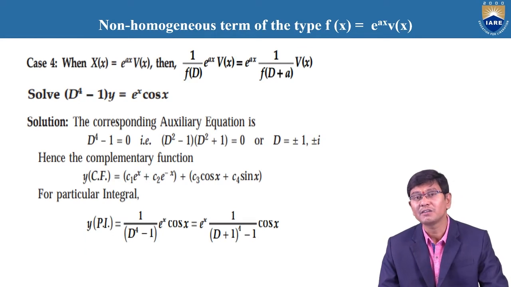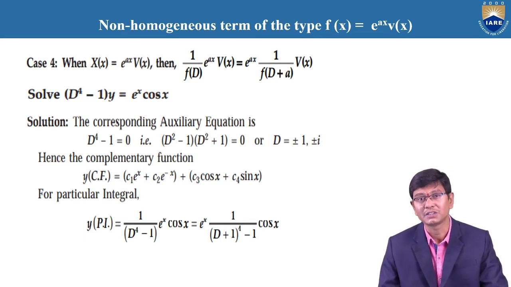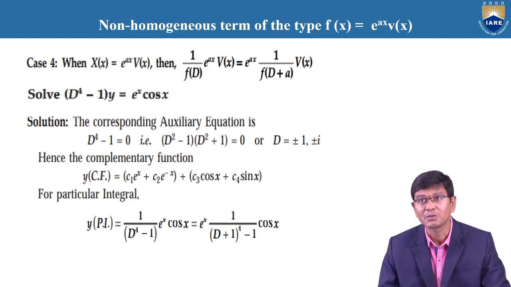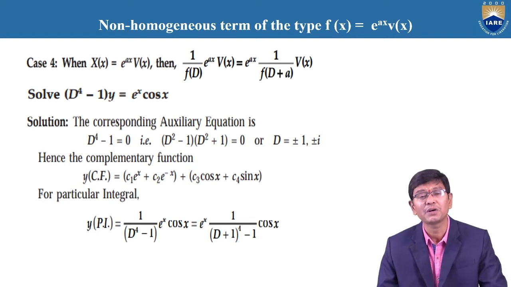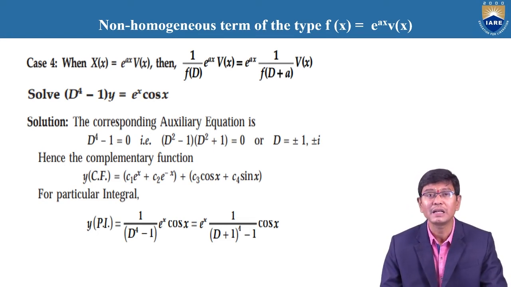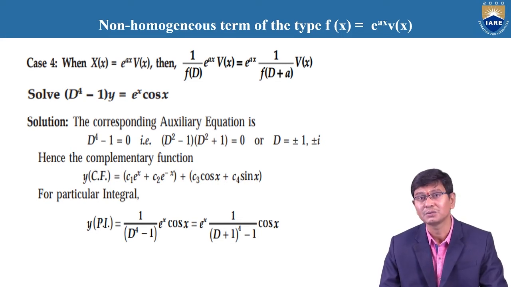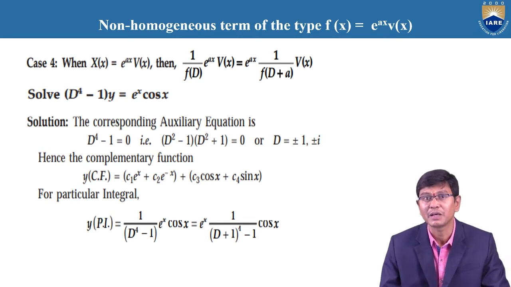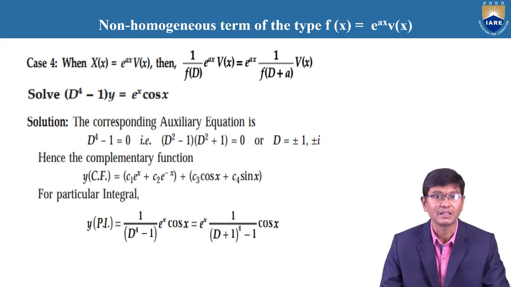Here we'll discuss the working rule under the particular integration. Whenever the function f of x, that is q of x, is e power ax into v of x, first we need to take e power ax common outside. Before taking e power ax common, in the denominator wherever there is D, you need to replace D with D plus a. If a is negative also, we need to replace D with D minus a, into v of x, and further proceed by using type 1, type 2, type 3, type 4, or case 1, case 2, case 3 methods.